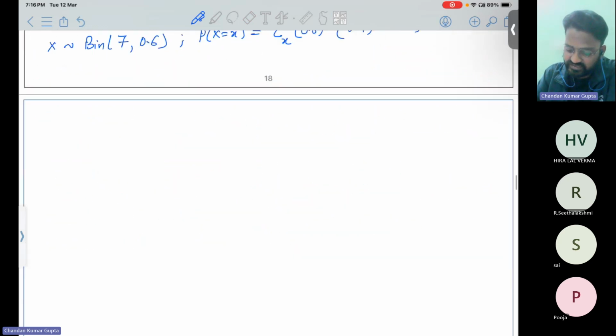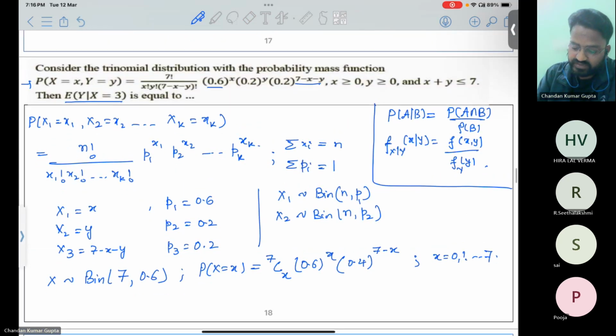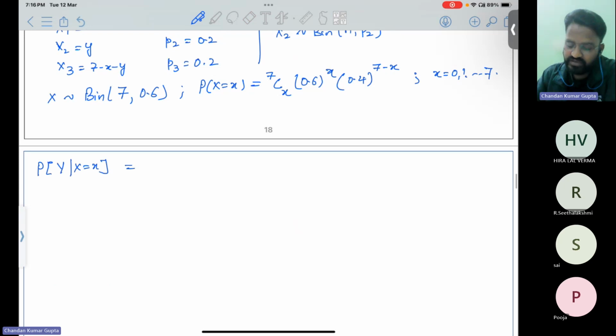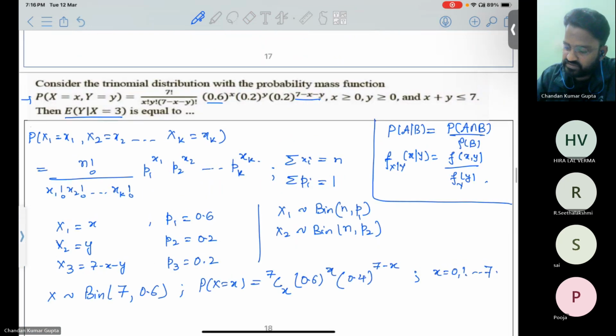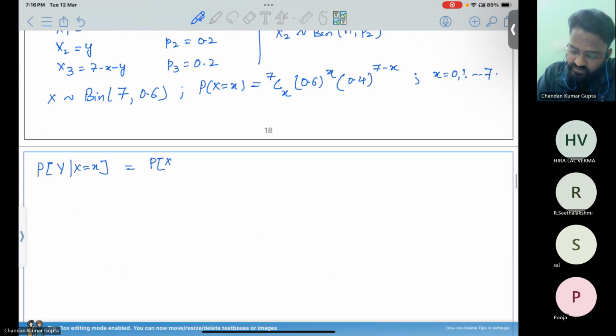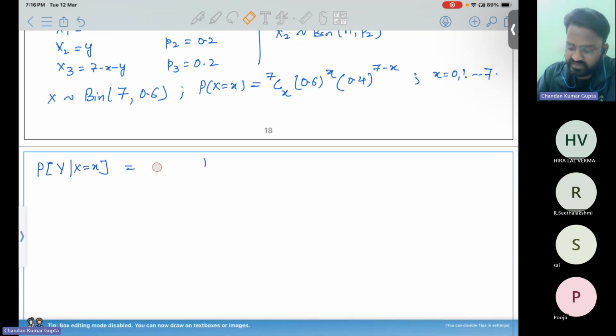Now our second aim is to find the distribution of y given x, the probability of y given x equal to x. So y given x is what? Same formula, joint divided by marginal. So the joint, y equal to y. Let me write it in a general form.